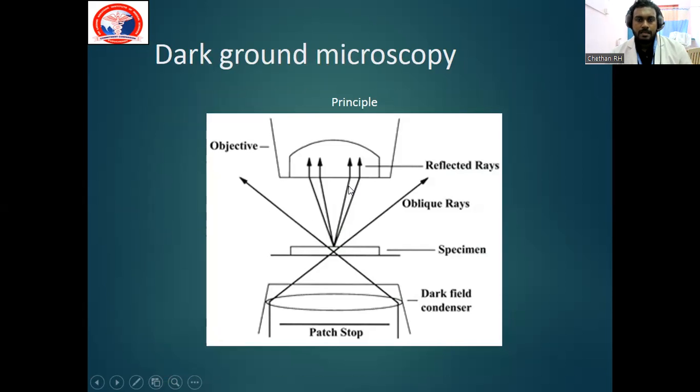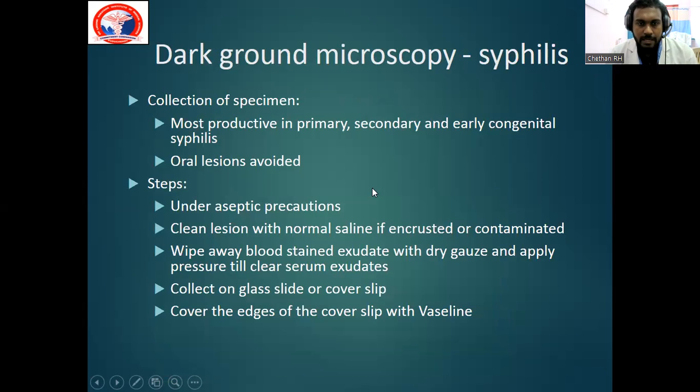Dark field microscopy is useful for the diagnosis of syphilis. Although syphilis was not very common for a few years, now because of the emergence of HIV as a pandemic, syphilis is coming back to the community in larger numbers. The specimen is collected directly from the lesions, and dark field microscopy is most productive in syphilis when it is in the primary or secondary stage, and in case of early congenital syphilis.